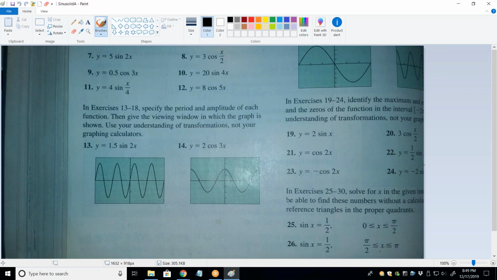Now, specify the period and amplitude of each function. All right. Number 13. What's the amplitude? What's the period? Remember, what's B equal to? No, 2 is B. So, yeah, in other words, that's what they're asking for, is what's the period? Well, let's see. The period is equal to 2 pi over B, right? So what's the period?